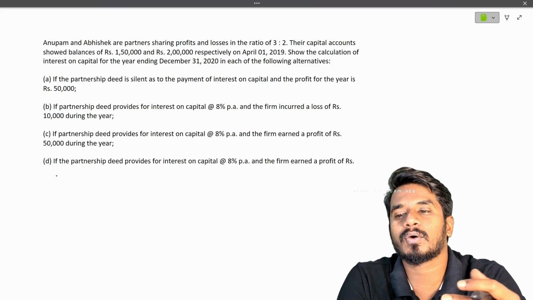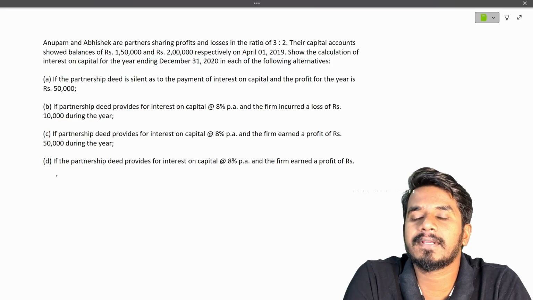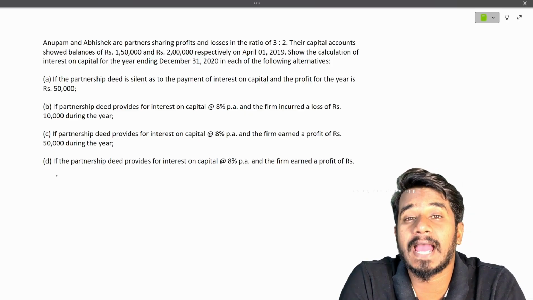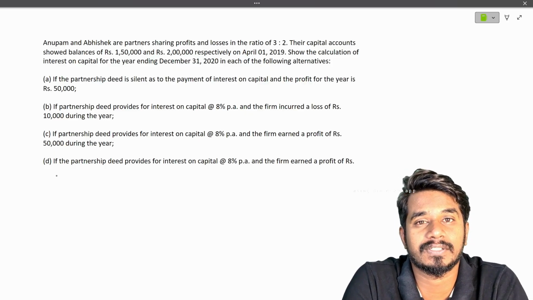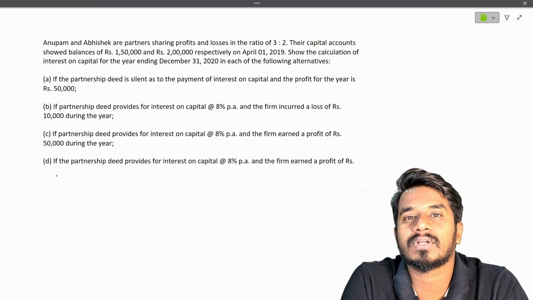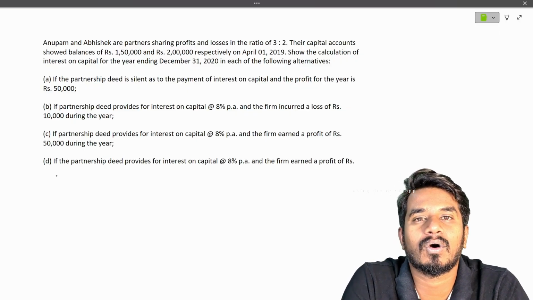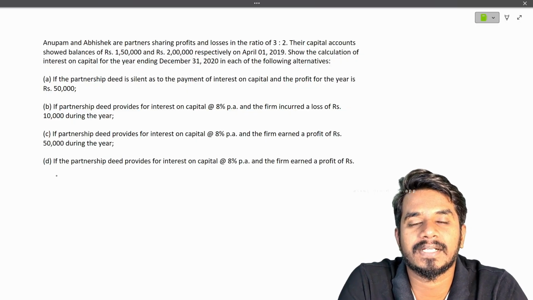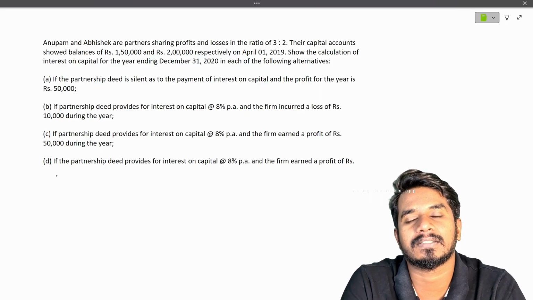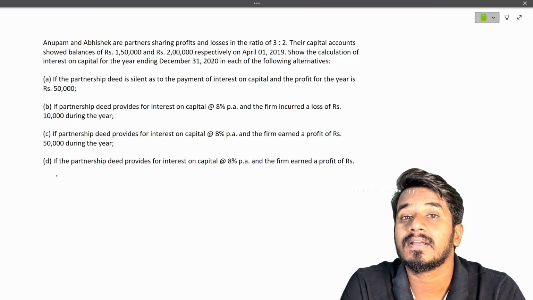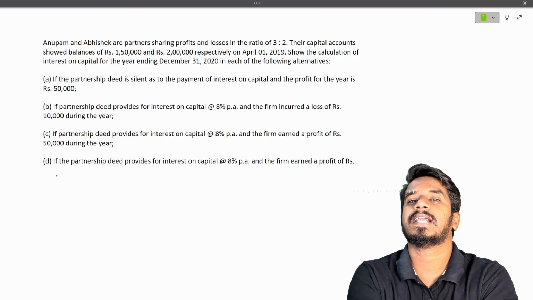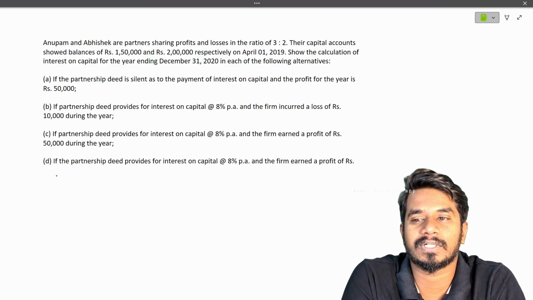So in this video, we are going to learn to calculate interest on capital in different situations. When you have to give interest on capital, or when you need not give interest on capital to the partner, that we will learn in this illustration. Right. So let us start reading the question.